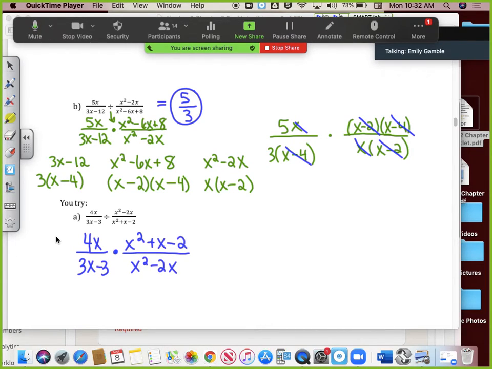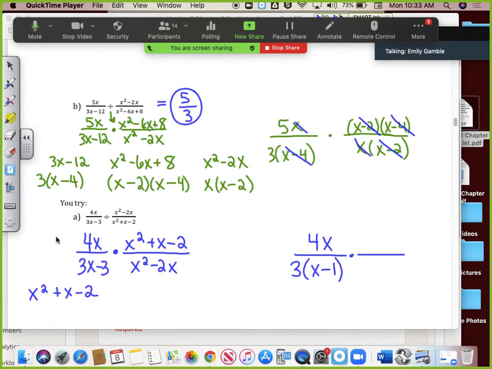Once you have it set up, then it's time to factor and then replace the factored form for all of the different parts into the fraction over here at the right. 4x cannot really be factored, so I can just leave it as 4x. 3x minus 3, you can take a factor of 3 out, it turns into 3 times x minus 1. And then x squared plus x minus 2.